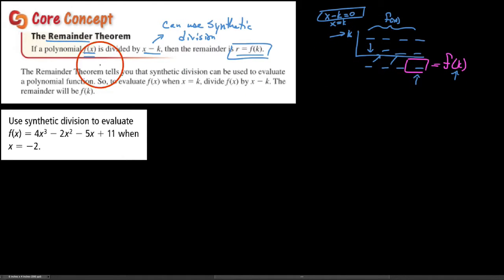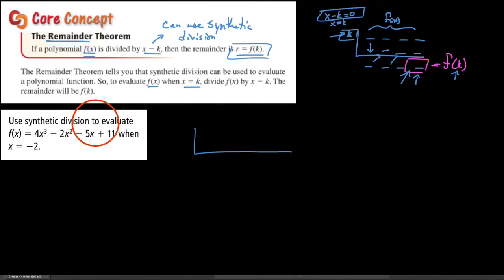Okay. So the remainder theorem, again, tells you that synthetic division can be used to evaluate a polynomial function, that is, plug a number into it, because we could say to evaluate f of x when x equals k, all we'll do is this. We'll take f of x and divide it by x minus k, and the remainder has to be what that y value is, or f of k. So let's take a look at what this looks like in practice here.